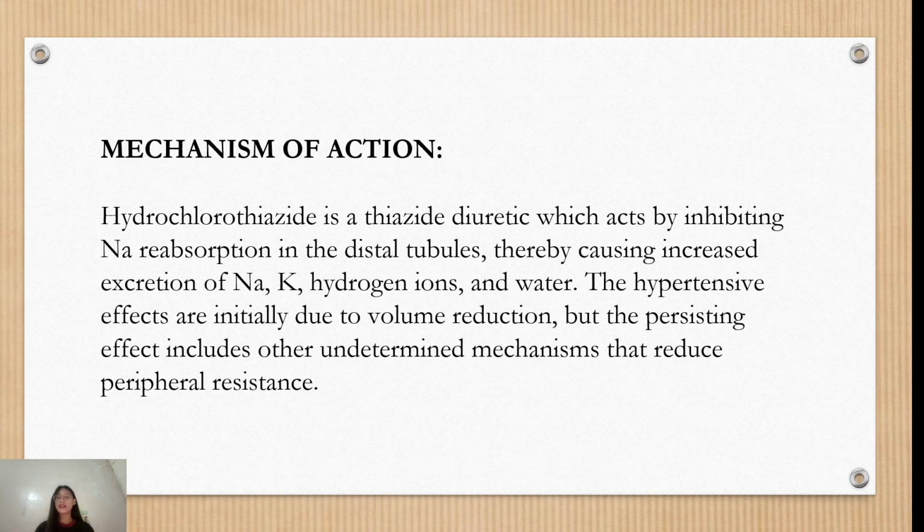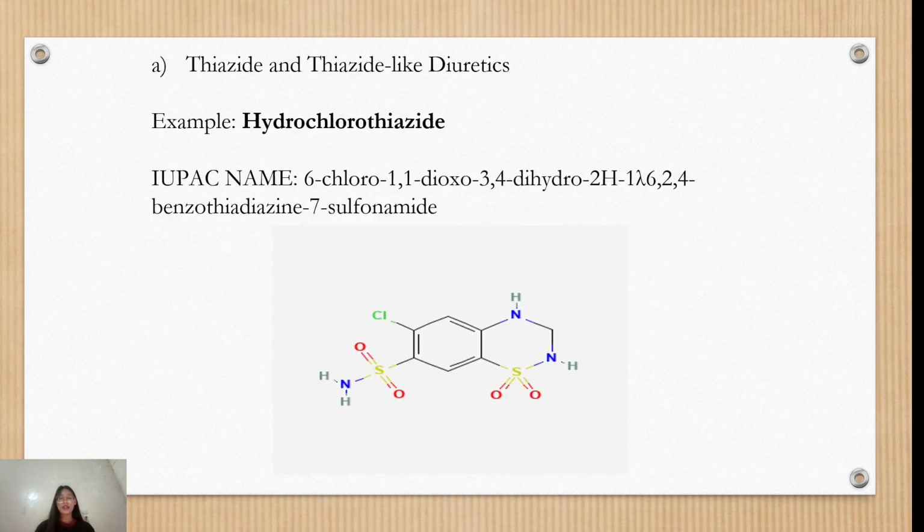Hydrochlorothiazide is a thiazide diuretic which acts by inhibiting sodium reabsorption in the distal tubules, thereby causing increased excretion of sodium, potassium, hydrogen ions, and water. The hypotensive effects are initially due to volume reduction, but the persisting effect includes other undetermined mechanisms to reduce peripheral resistance. So here is the example, thiazide and thiazide-like diuretics.